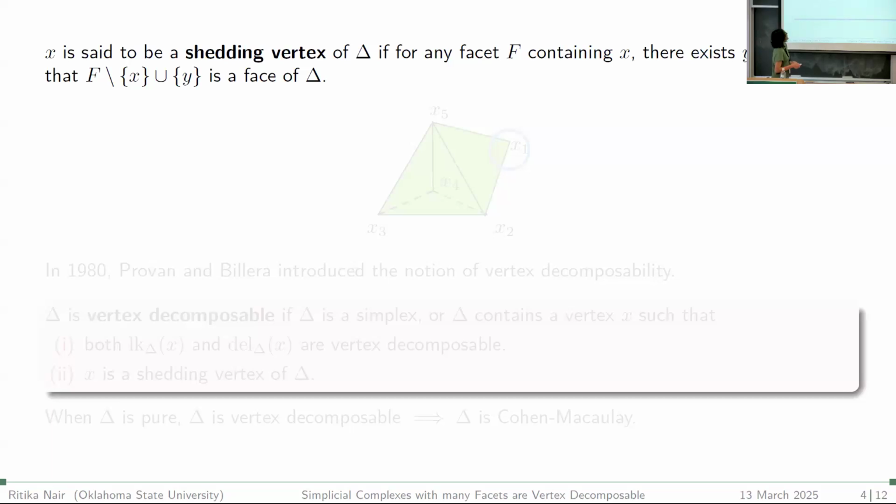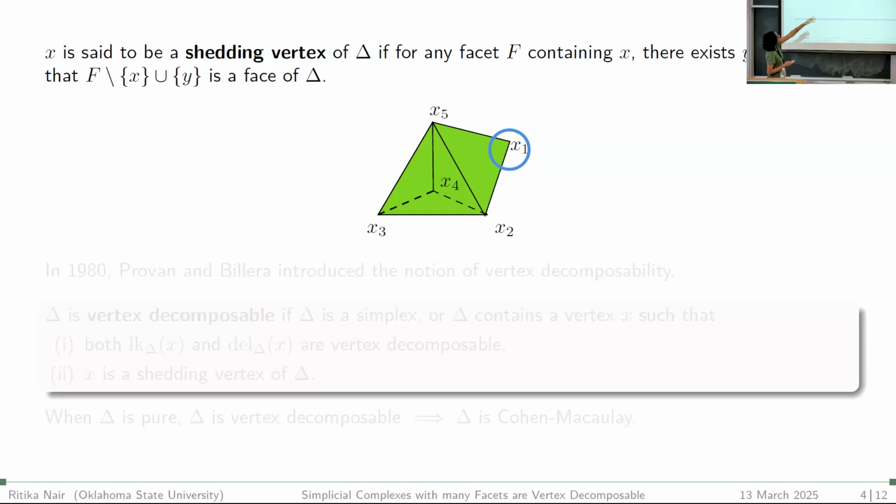Now, a shedding vertex. A shedding vertex is basically a vertex that satisfies a nice exchange property. In different books, it's defined in different ways. Some books say that all facets of the deletion should be facets of the complex, or otherwise facets of the link should not be facets of the deletion. There are multiple ways of defining it. To simplify and see things clearly, we are using this exchange criterion as our definition. All these are equivalent definitions.